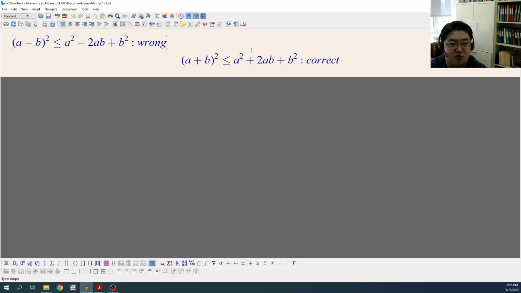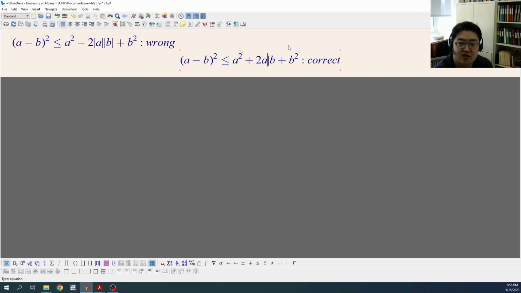Put it this way. Think about this: a minus b squared. If you put it this way, this is correct, but if you use the inequality like this, it is wrong. Even if you put absolute value here, it is also wrong because of this negative sign. So you have to make it positive. What's correct is this one actually.